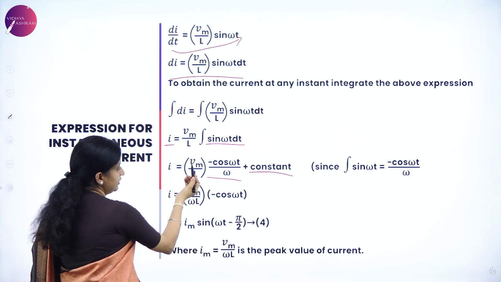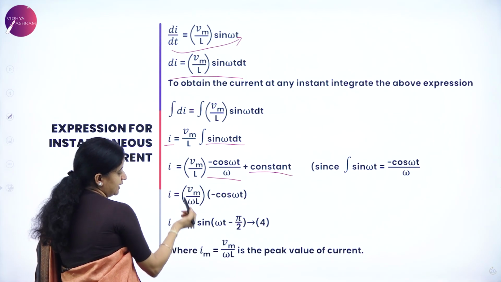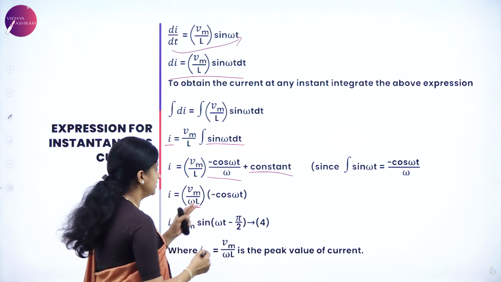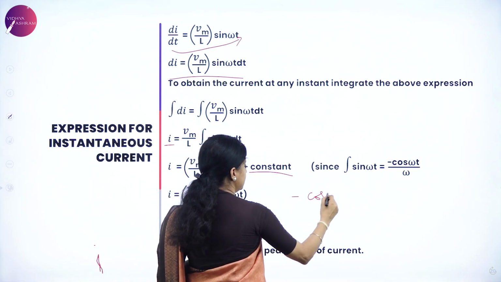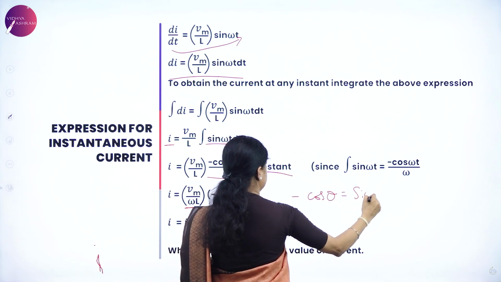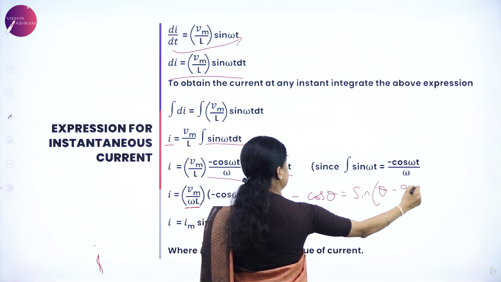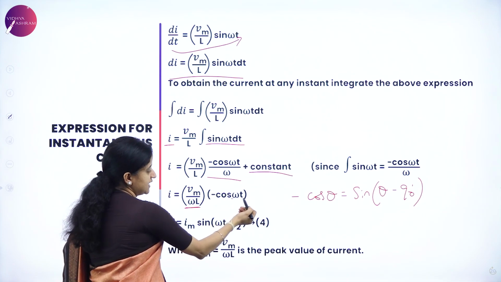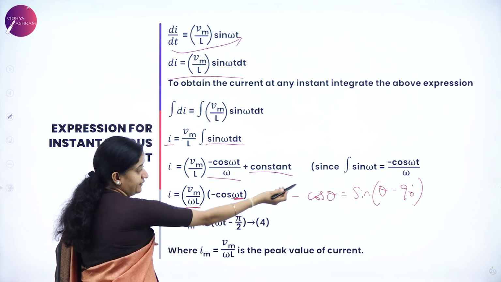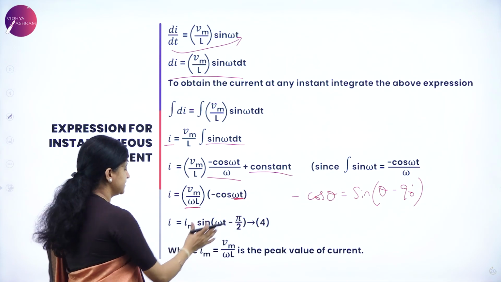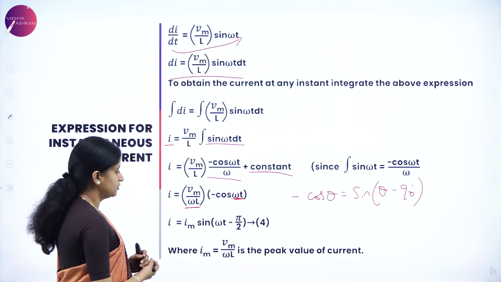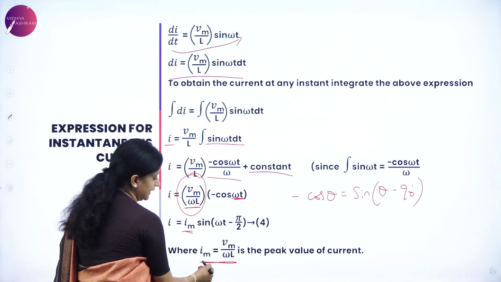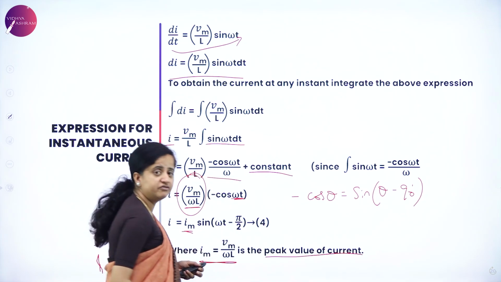So I is equal to Vm divided by omega L into minus cos omega t. So here we have minus cos theta, which is nothing but sine theta minus 90 degree. So this can be written as sine omega t minus pi by 2, where in the place of theta I have omega t. This is our equation 4. So here Im is nothing but Vm divided by omega L, and that is the peak value of current.